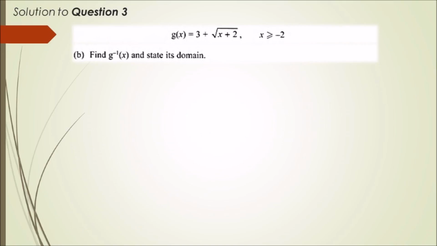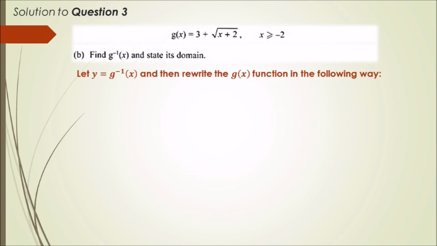So here we're supposed to find the inverse function of g and state its domain. Now, what I stated is that we should, of course, let y equal the inverse of g and then rewrite the function in the following way. So basically, all you really want to do is swap g(x) with the letter x and swap x with the letter y. So the function looks a bit like this.